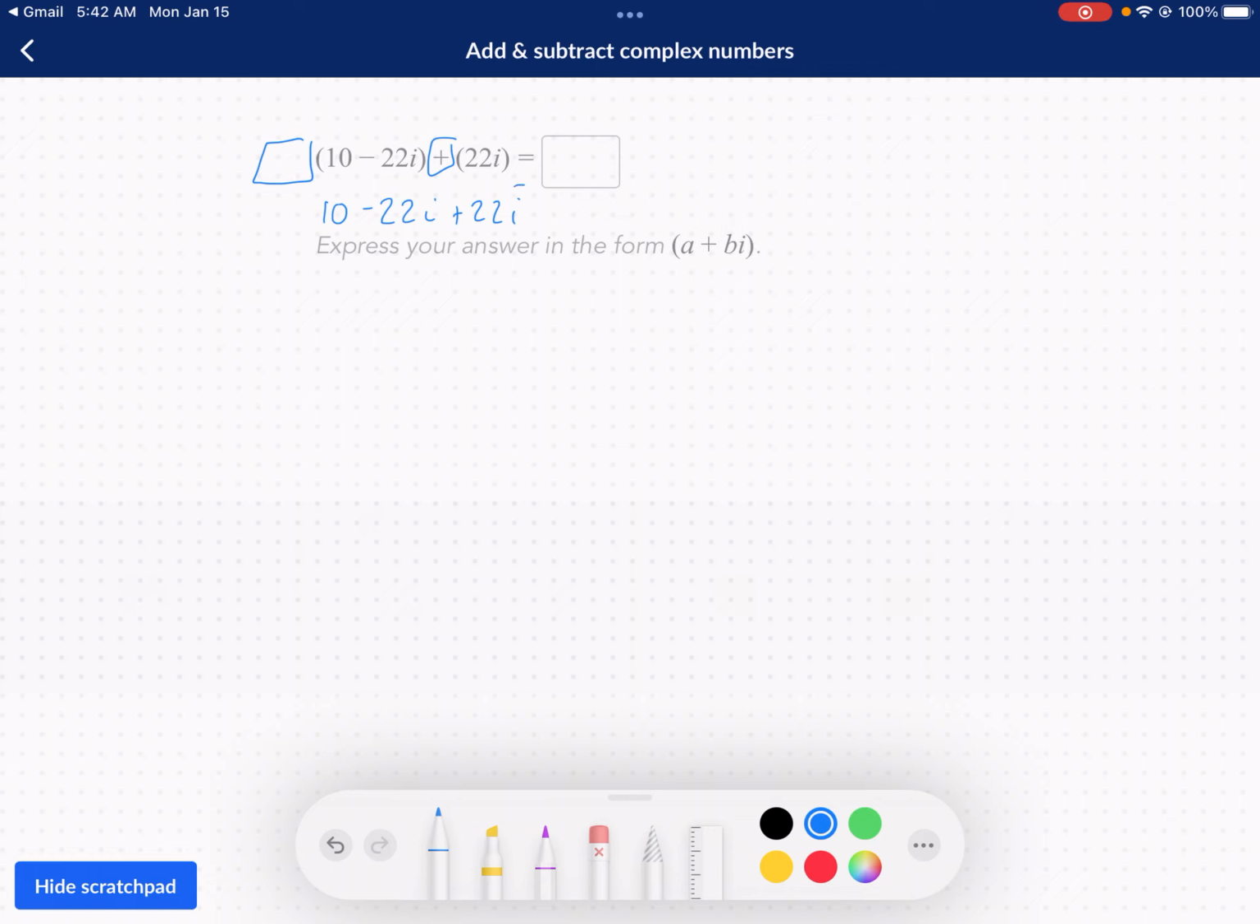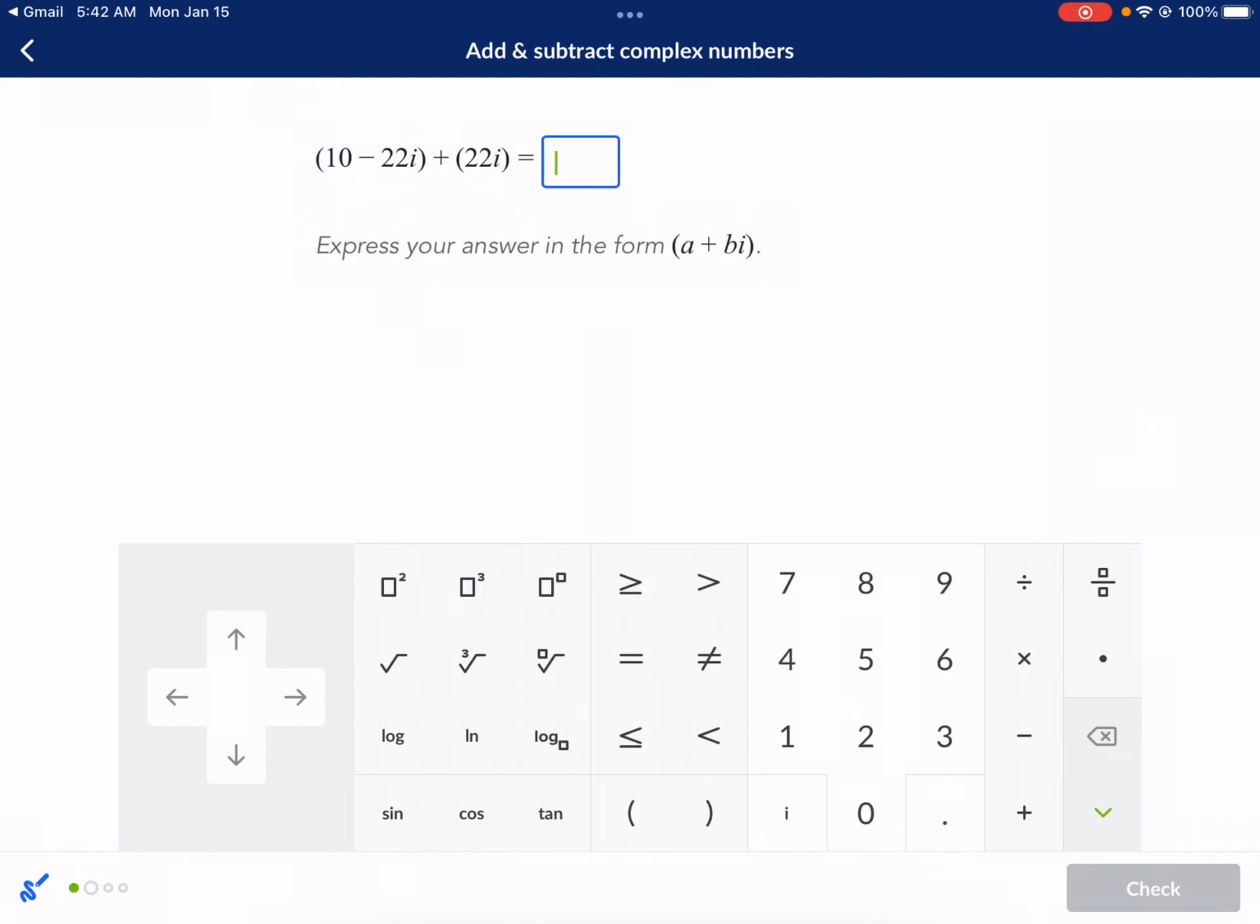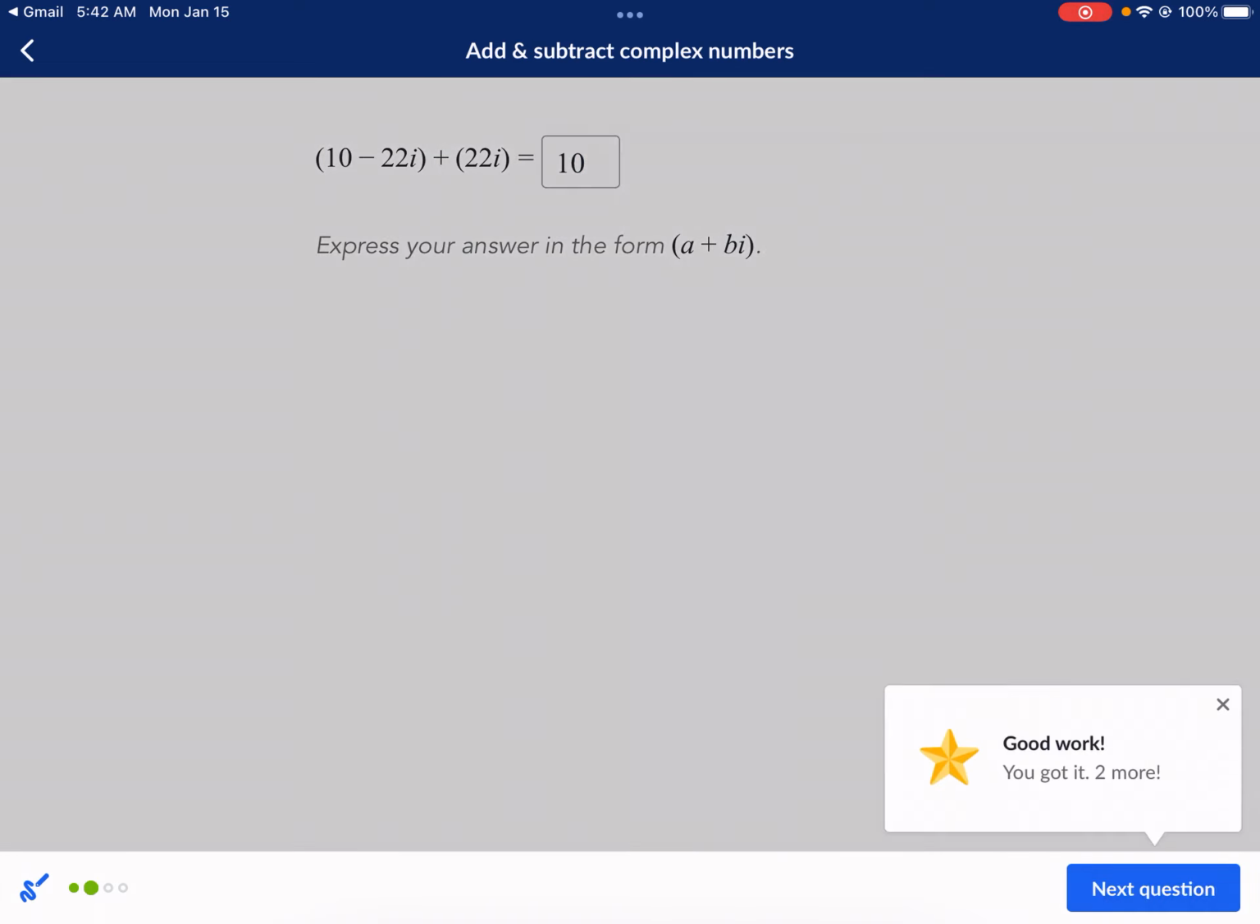These are the only like terms, okay? So I'm going to highlight -22i and +22i. And that goes to 0. So if you had -22x plus 22x, it would go to 0. -22 plus 22 would go to 0. So we're just left with 10, and that's our answer. I'm not sure if it wants me to put plus 0i. I'm going to just try 10 to see what it does, and I think we're good.